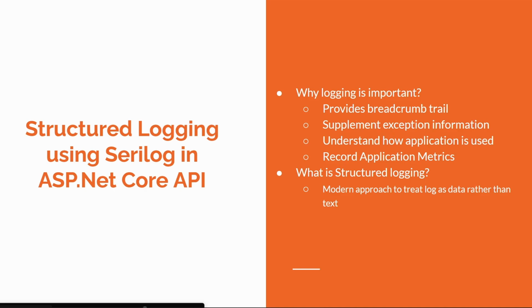Logging is important for the following reasons. Logging provides a breadcrumb trail for activity leading up to an event. The event can be good or bad. Logging can help supplement exception information recorded in other systems. Logging can help understand how clients are using our application or API. Logging can record application metrics.